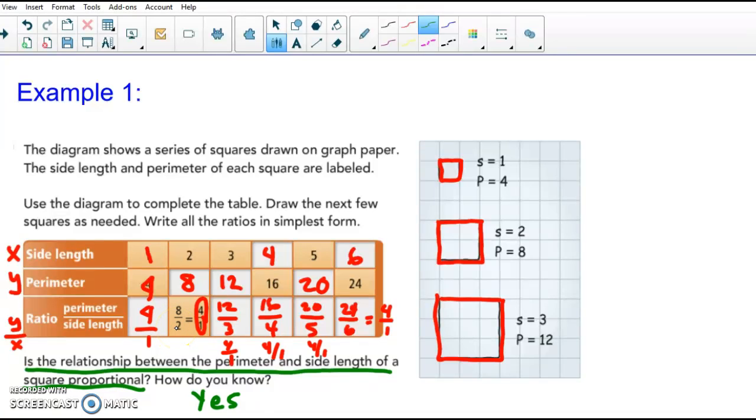So that means that our perimeter was in a proportional relationship with the side length because it's a constant multiple of the side length. The perimeter was 4 times as long as the side length.